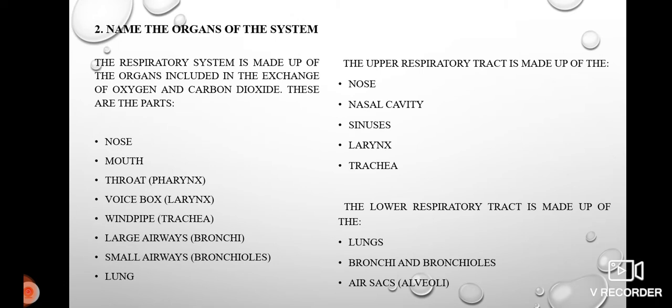So now, the second is name the organs of the respiratory system. So the respiratory system is made up of the organs included in the exchange of the oxygen and carbon dioxide. These are the parts. So first, we have nose. So itong nose, ang function niya is allows air to enter your body. So syempre itong ilong natin is daanan siya ng hangin.